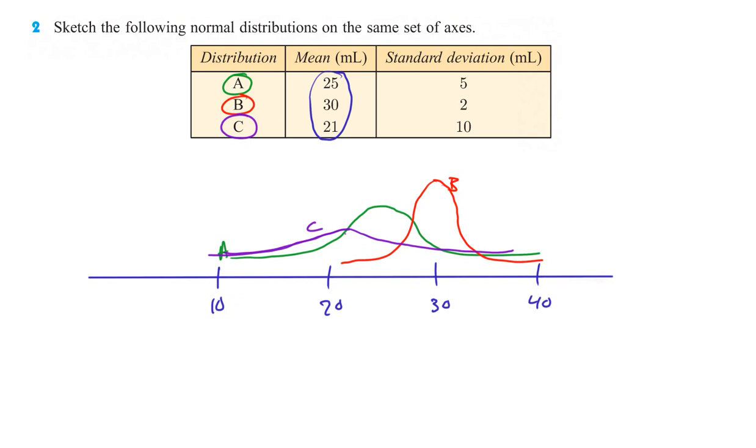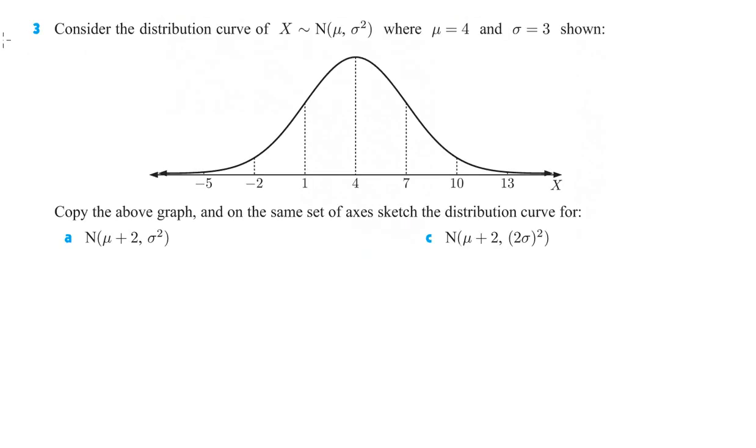Okay. All right, last one to take a look at here is 3. Consider the distribution curve where the mean is 4 and the standard deviation is 3. So here's our mean. Standard deviation is 3 because you're adding 3 and subtracting 3 from the mean. That makes sense. Copy the above graph, and on the same set of axes, sketch the distribution for these two things here. So we have to know what that notation means.